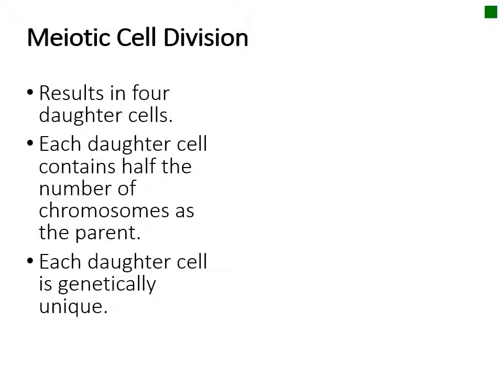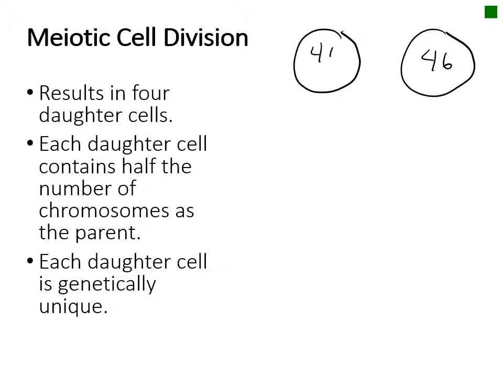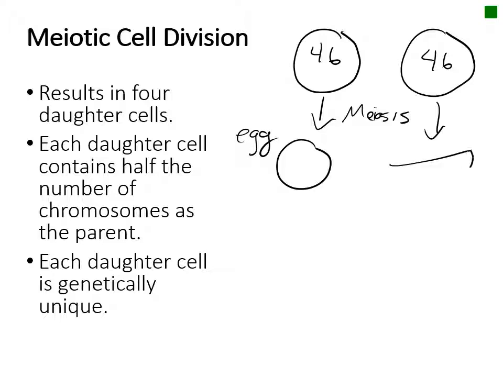For example, in humans, a cell which would contain 46 chromosomes would undergo meiosis to form egg or sperm, depending on whether that cell was in the ovaries or in the testes. The egg or sperm are both haploid, thus they would contain 23 chromosomes.